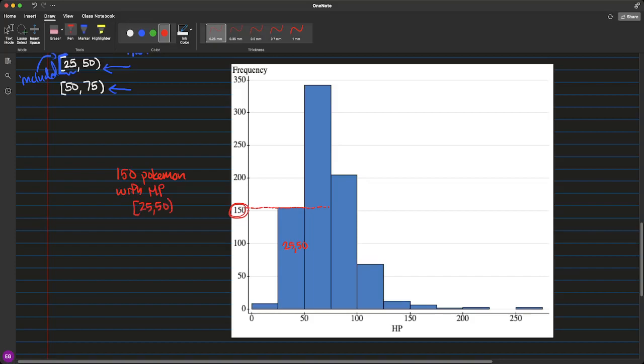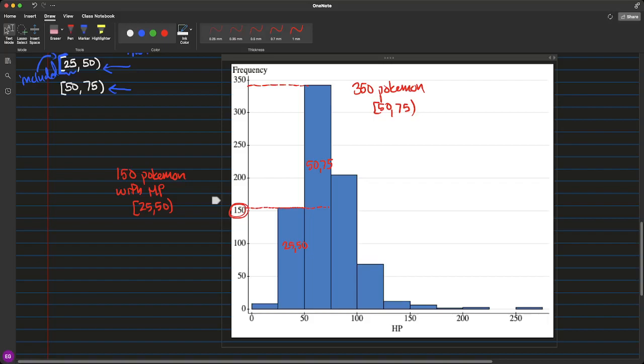Now the next bin goes from 50 to 75. And you can see the height of that bin is around 350. So there are about 350 Pokemon that have HP between 50 and 75, not including the 75, and so on. Okay, remember the bins are all the same, so they have a bin width of 25.